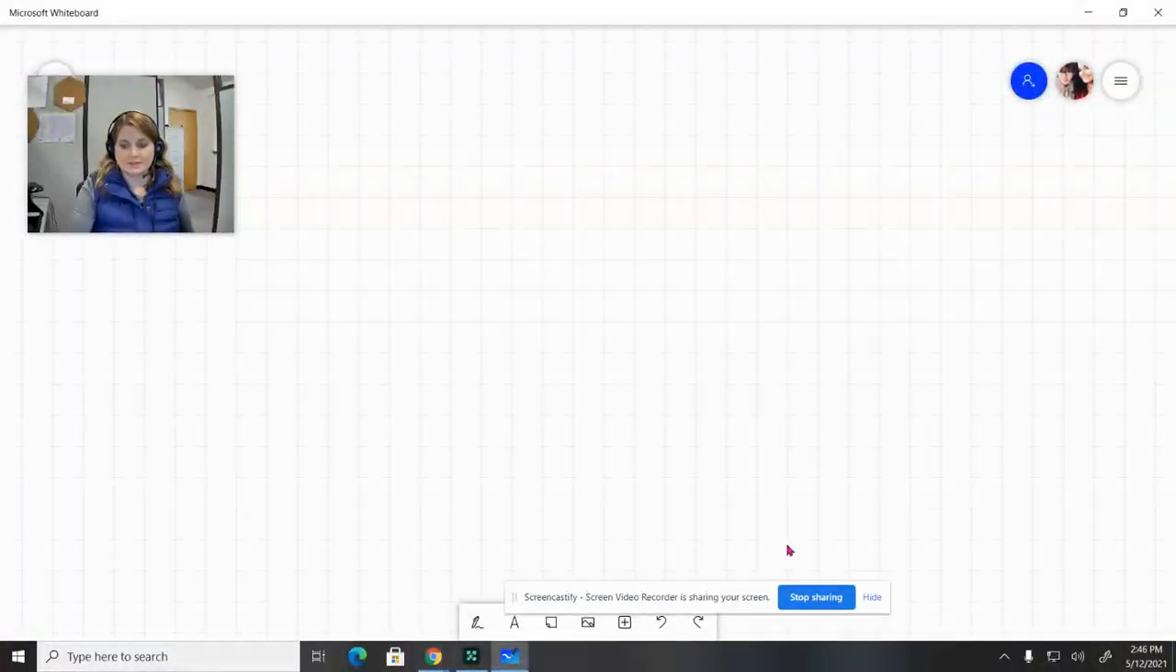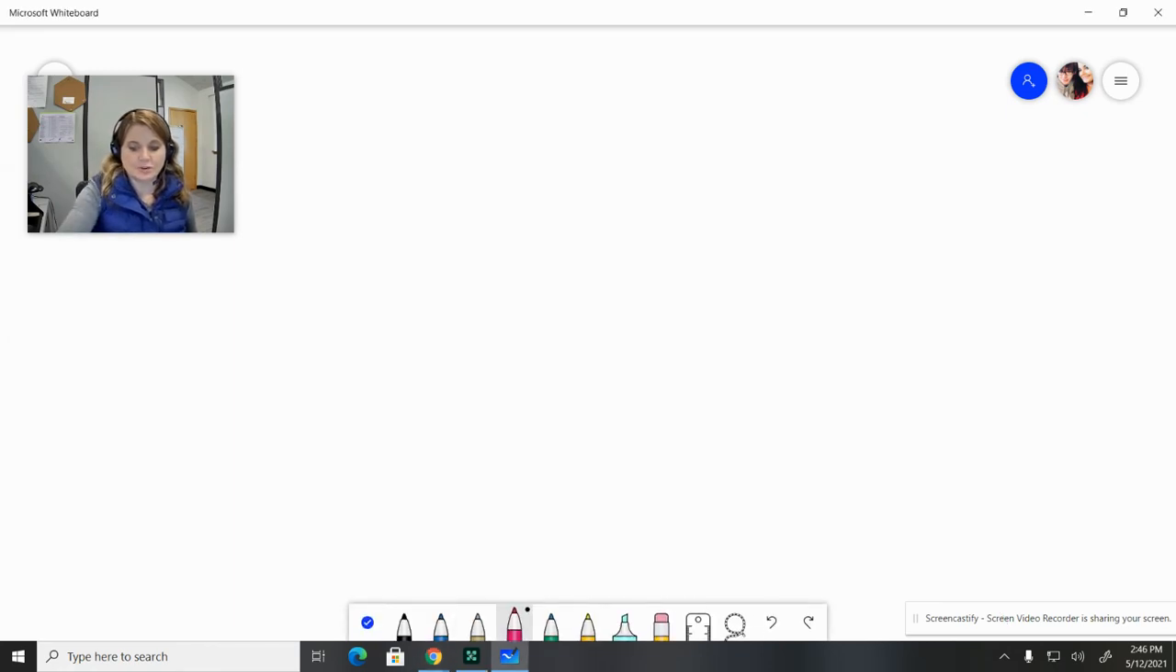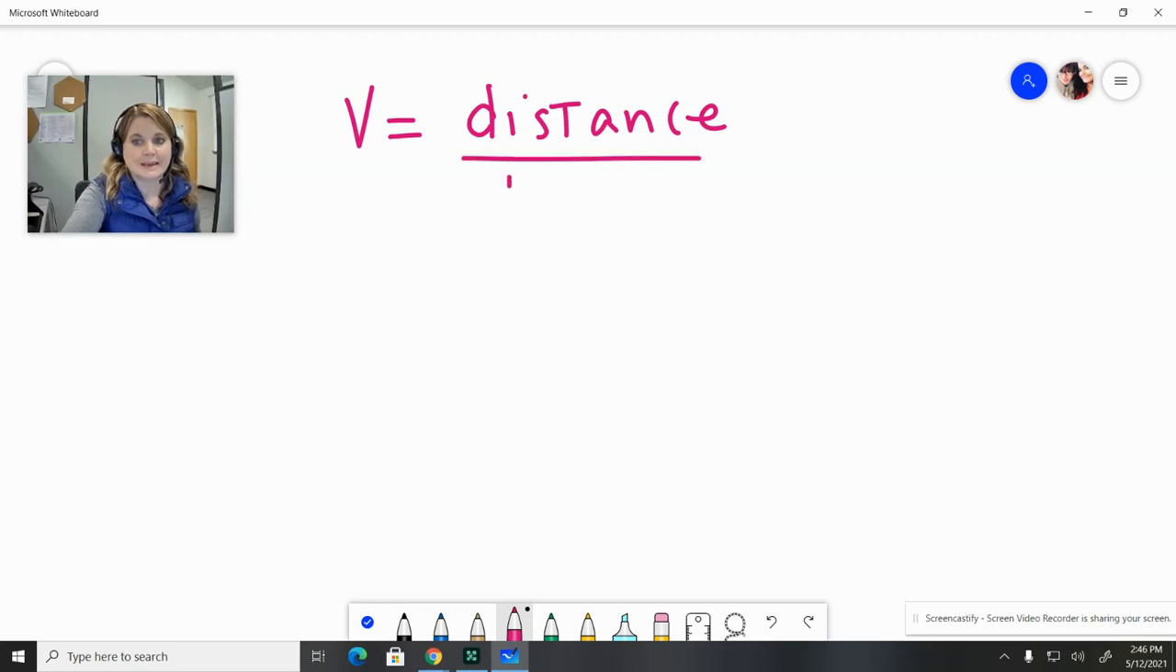So let me just move this little guy out of the way here. There we go. I am just going to show you a little bit about velocity and acceleration on the whiteboard here. So velocity is equal to distance divided by time. So how long it takes you to go somewhere, basically. The quicker you're moving, the shorter amount of time it's going to take you to travel the same distance.